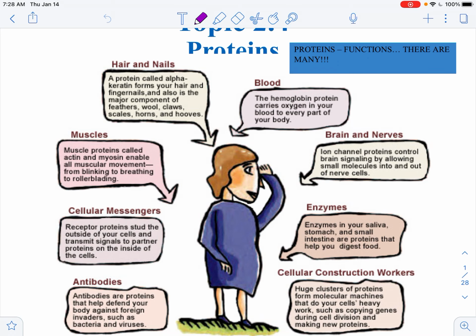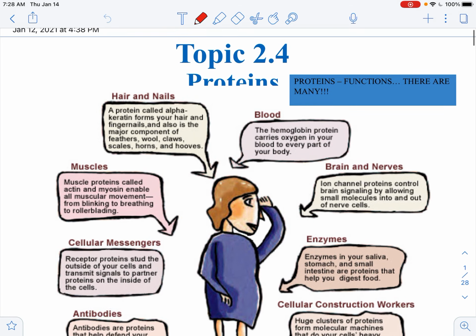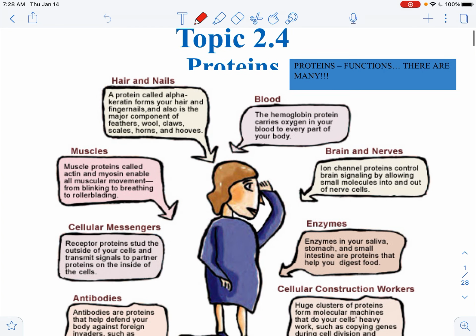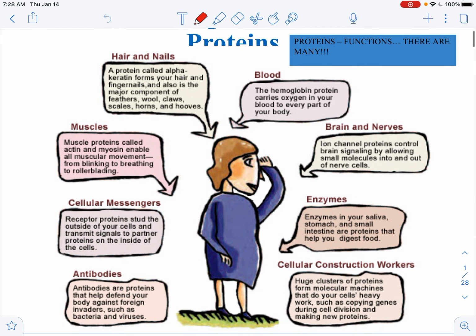Hi guys, I'm going to give you a quick lecture on proteins today, so follow along with your 2.4 protein notes packet. And I'm going to go faster than normal just because I'm recording this. But this gives you a whole bunch of different functions of proteins.